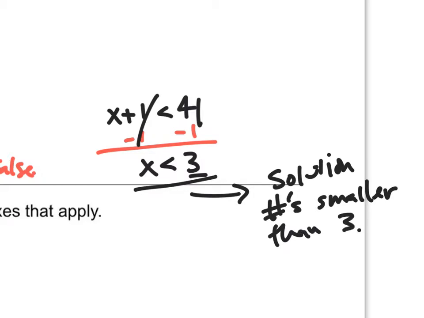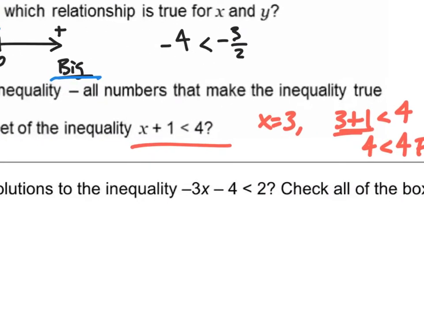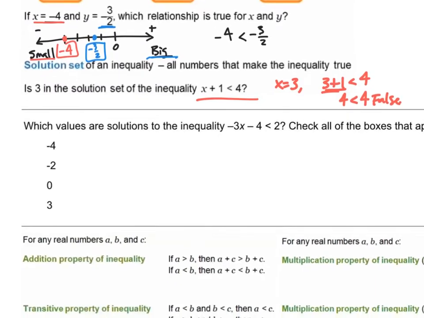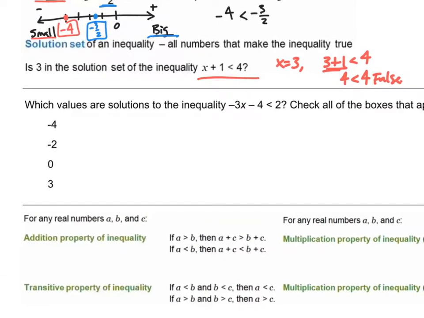Okay? Or numbers that are less than 3. Same thing. Okay? The book and all that, they'll use less than, but you can also say that they're smaller. All right? So, let's take a look at this next one. It says, which values are solutions to the inequality here?